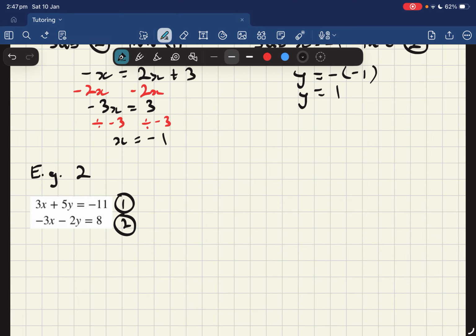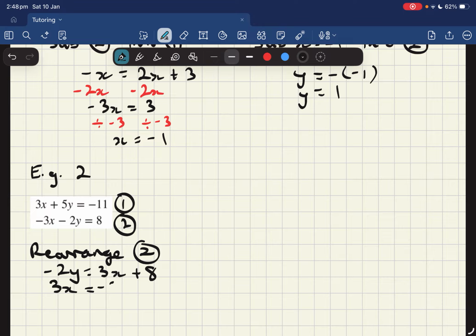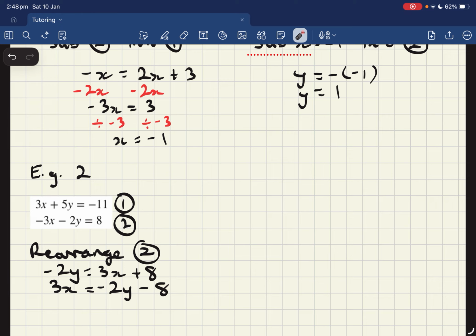Now, I'm just going to rearrange equation 2 because I don't like the 3x being negative. I'm going to move the 3x to the other side by adding it. So I get minus 2y equals 3x plus 8. And I'm going to subtract 8 from both sides to get 3x on its own. So I can say 3x, I'm just changing the order, I've just written 3x on the left-hand side because I prefer it, equals minus 2y minus 8. Because remember, I have to subtract 8 from both sides to get rid of it here. So 3x equals minus 2y minus 8.